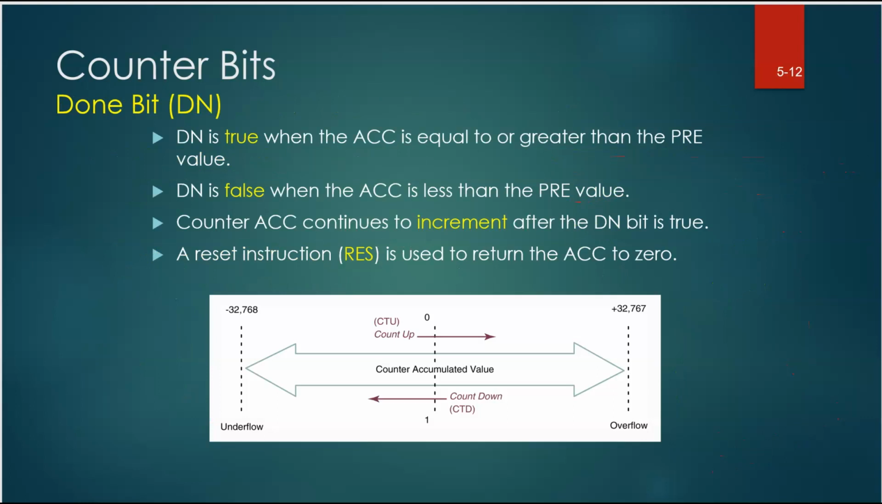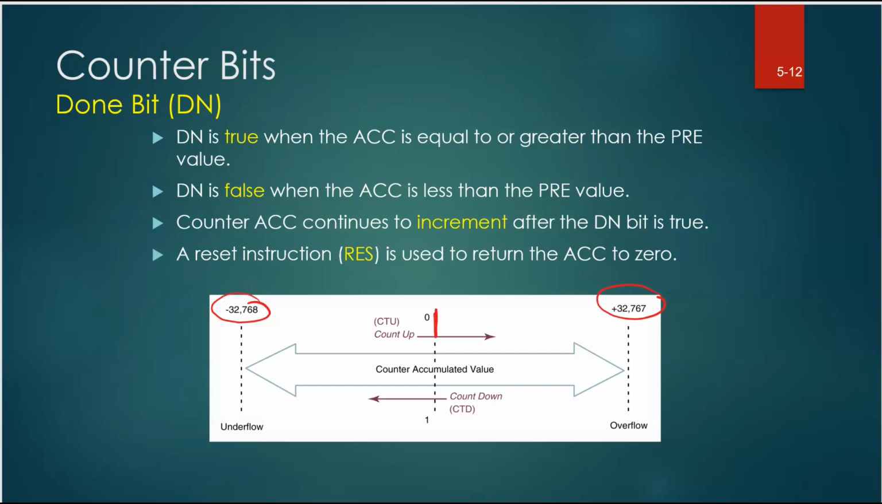Now let's see when the underflow and overflow bits will trigger. In order to show you that, I want you to look at this picture here. Here you can see the range that we are allowed to have for our preset value and accumulator value. So it can be anywhere from minus 32,768 up to 32,767. By default, your accumulator value at the beginning is equal to 0.